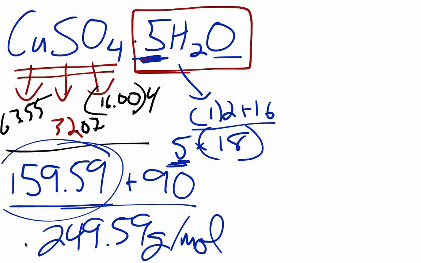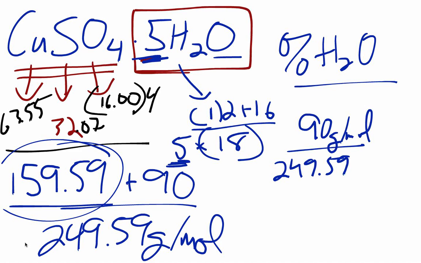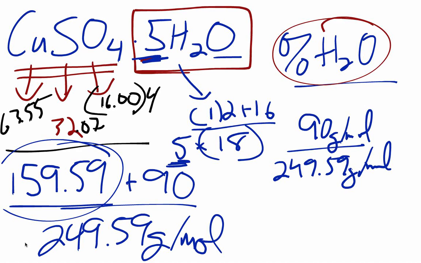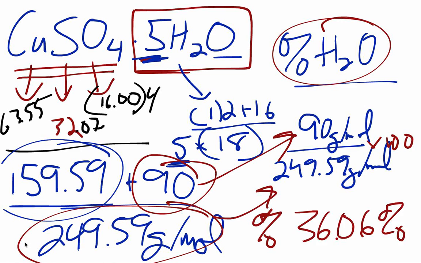Now, if we want to know the percent of that that's water, the percent that's water would be, again, the mass of water, the 90 grams per mole, divided by the total mass of the compound, the 249.59 grams per mole. So finding the percent of water, we take the mass which is water, which we solved right here. We divide that by the total, which is right here, and we find a percent. Obviously, at the end, we'll have to multiply it by 100. The percent is about 36.06%.